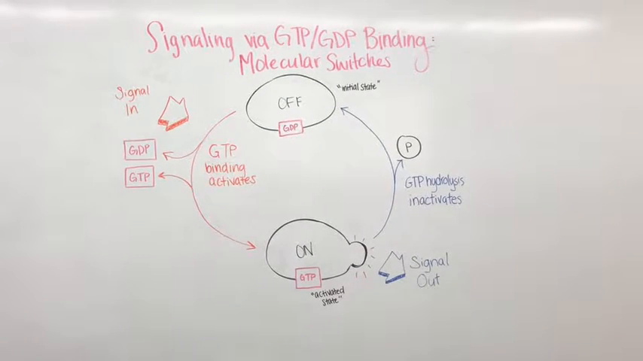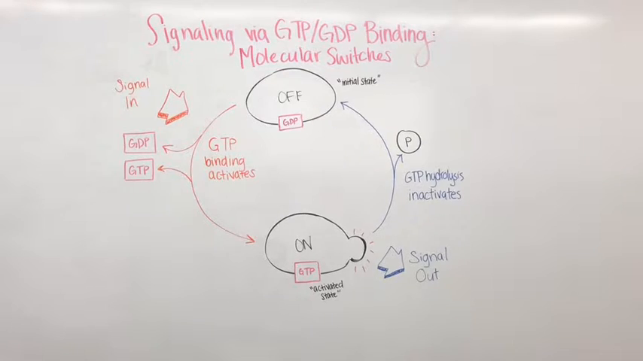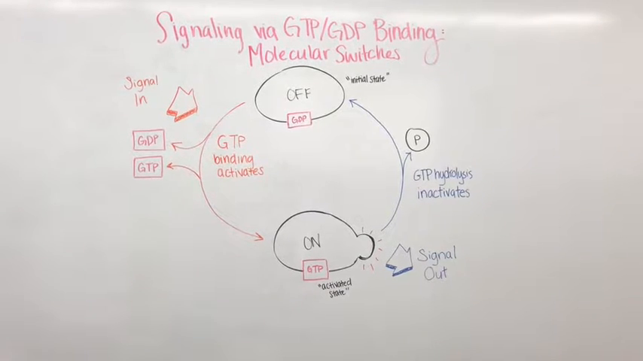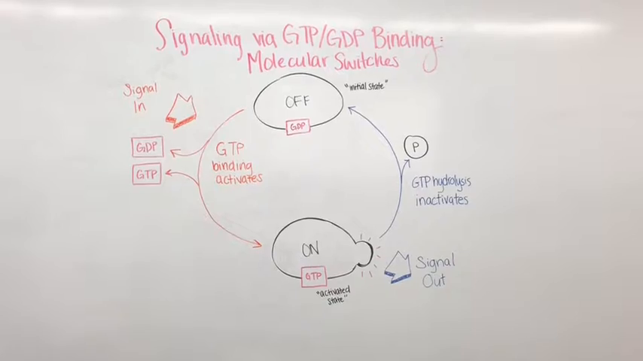G proteins are important molecules in cell communication. When bonded to GTP, G proteins are in an active conformation that allows them to pass on signals. Once the GTP is hydrolyzed and a phosphate is lost, the GDP-bound G protein is inactivated.